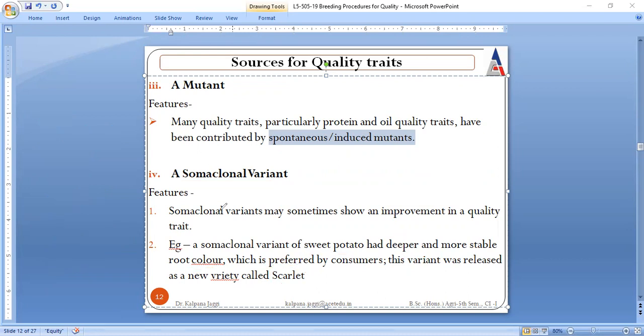So when we are not going for natural induction of variations, variations can be induced as a result of tissue culture, and those variations are said to be somaclonal variations, and the variant that is developed is said to be a somaclonal variant, right?